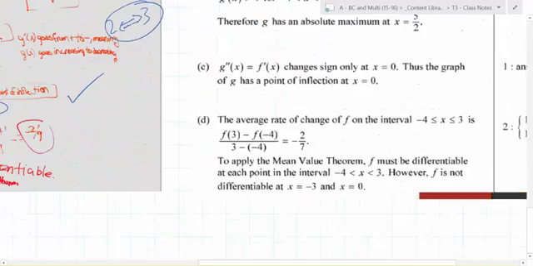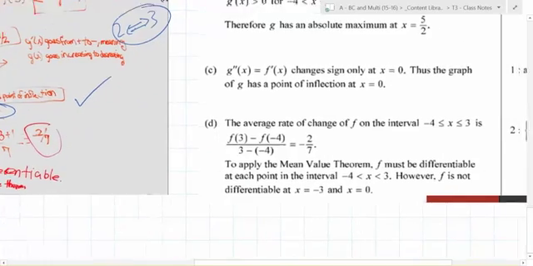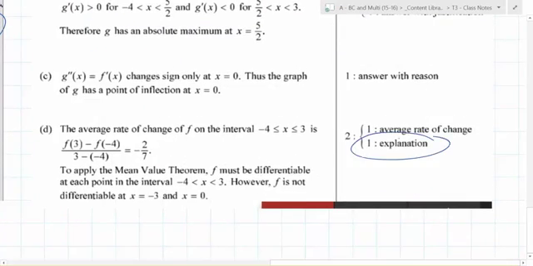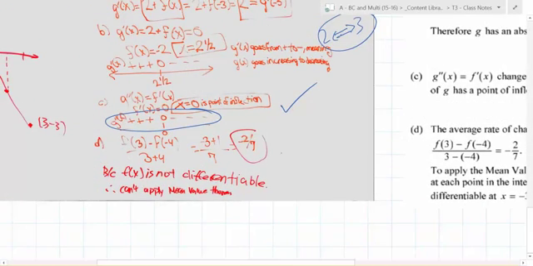And then, yes, D says the average rate of change. You figure that out by finding the slope of the secant line. Just remember that you have to have an explanation as well. You can't just give it. So just be careful with that. So this would be like 1 to 2 points.